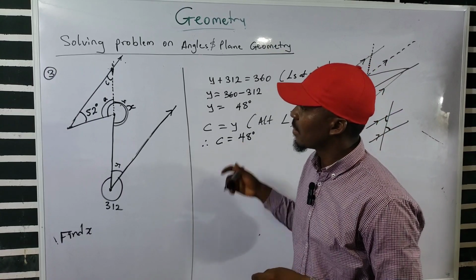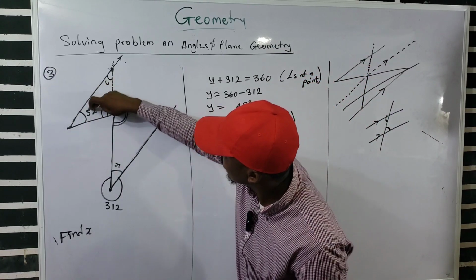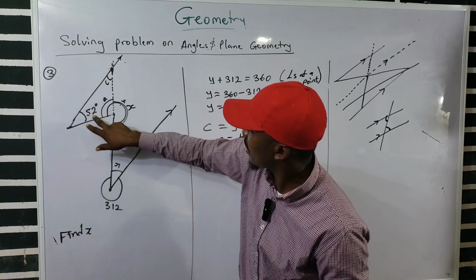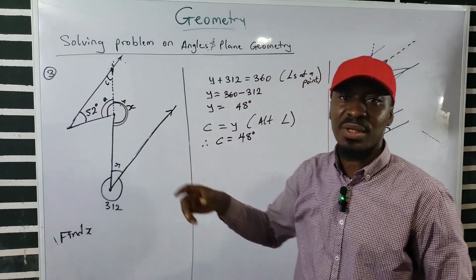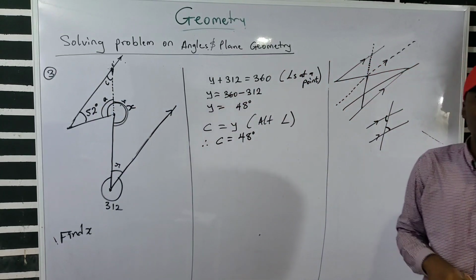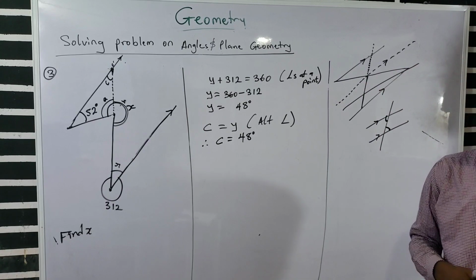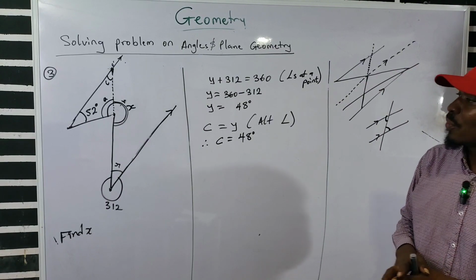If we have gotten C, you can look here. You can see your triangle. There's a triangle there. So this triangle, one of the theorems of a triangle is that the sum of angles in a triangle equals 180 degrees.